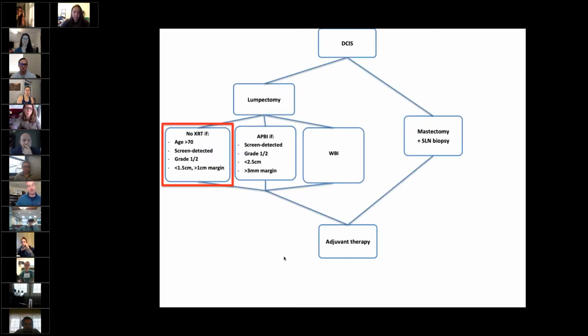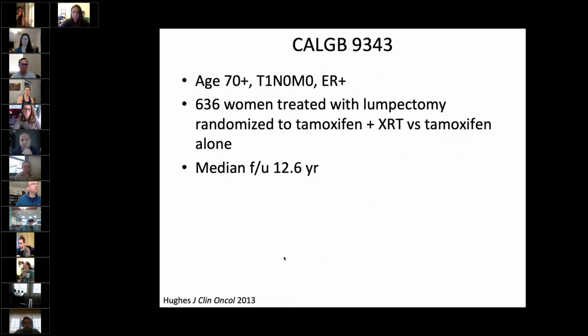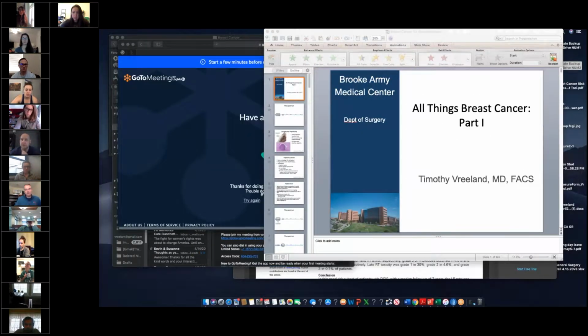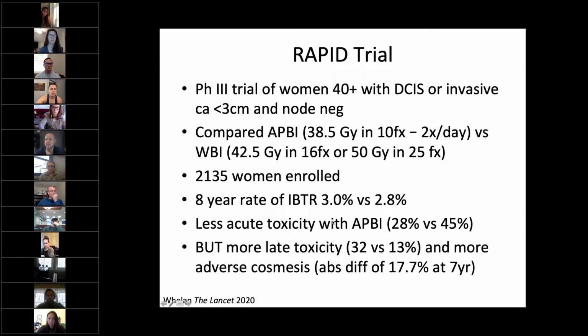Okay. All right. So who doesn't need radiation at all? Who doesn't need radiation at all? So generally, women over 70, people that have very low grade, so grade 1 or grade 2 DCIS. Generally it's over 70 and low grade, sorry. Okay. Anything else?